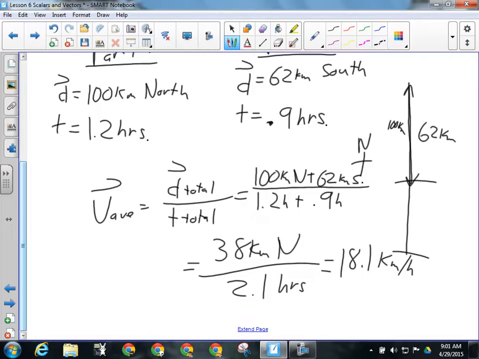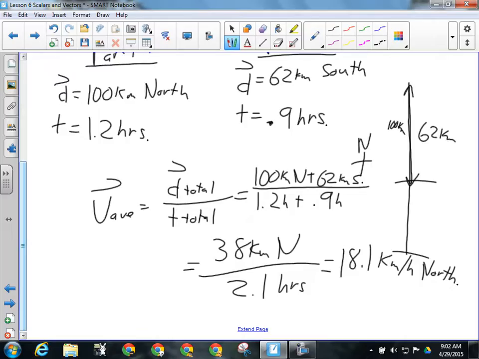North, exactly. I've got to have a vector on it because it was a vector quantity. So 18.1 kilometers per hour north. And you would have to have all of that on your answer in order to get full marks. Got to have units, got to have direction on a vector quantity. Okay, questions on how that one worked?